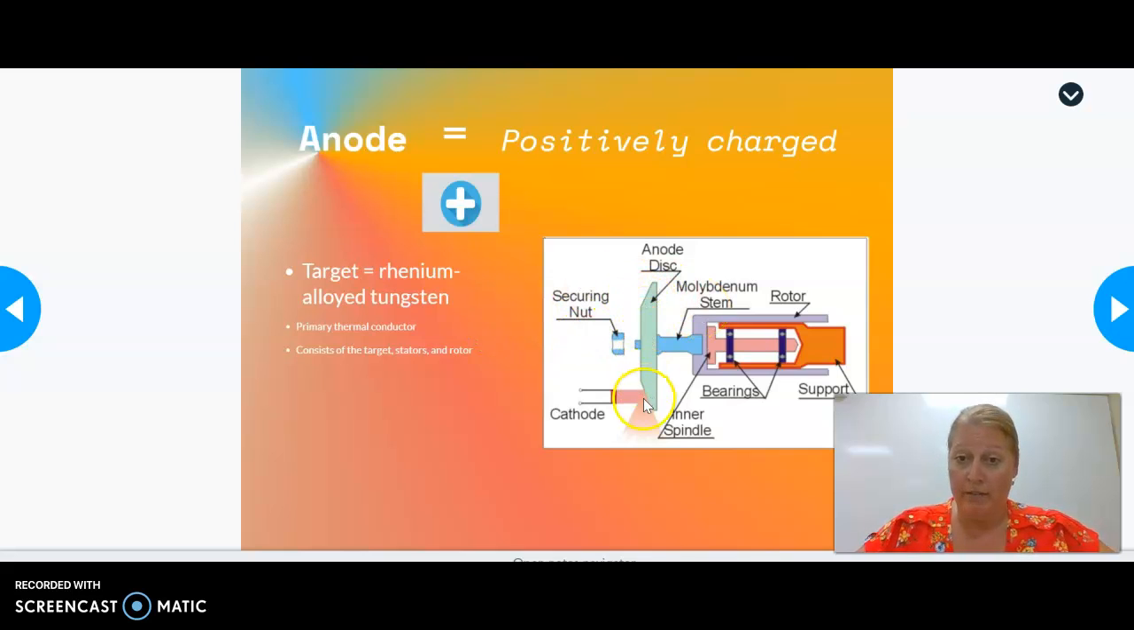So here's our target. This is the stem of the target. We have bearings, which are these little circle things here, the rotor, and we also have the stators, okay? Stators are not shown here, but it's basically outside, right around here, and that is what helps with a magnetic field. It helps to start spinning that target when we introduce a current. So it is also known as an induction motor.